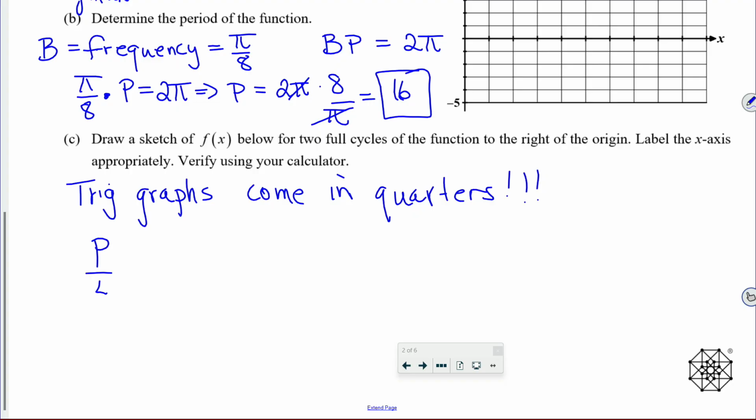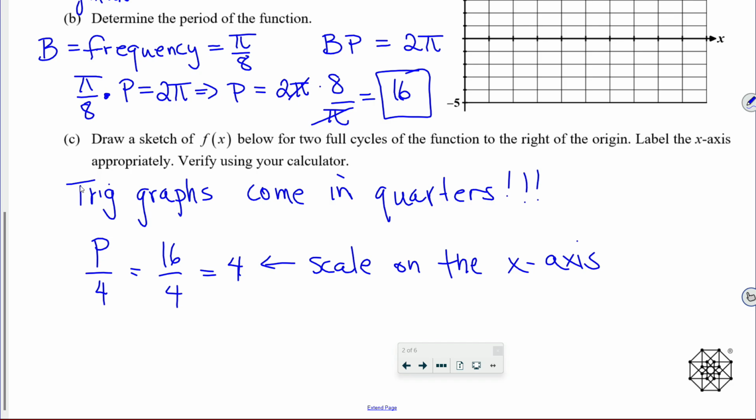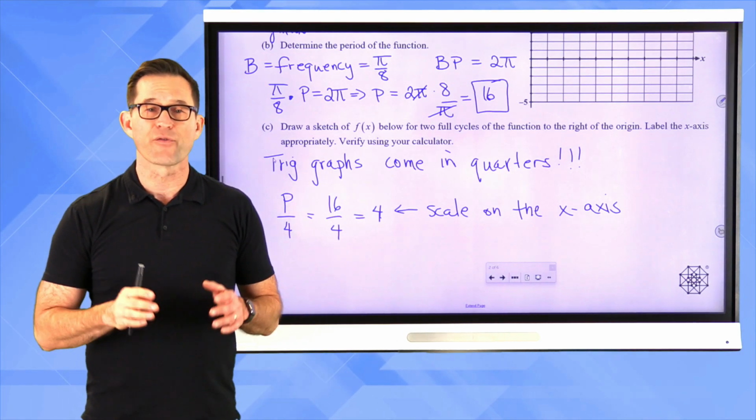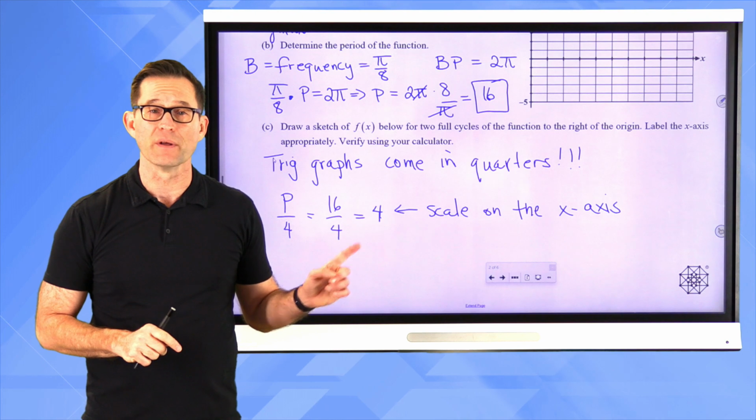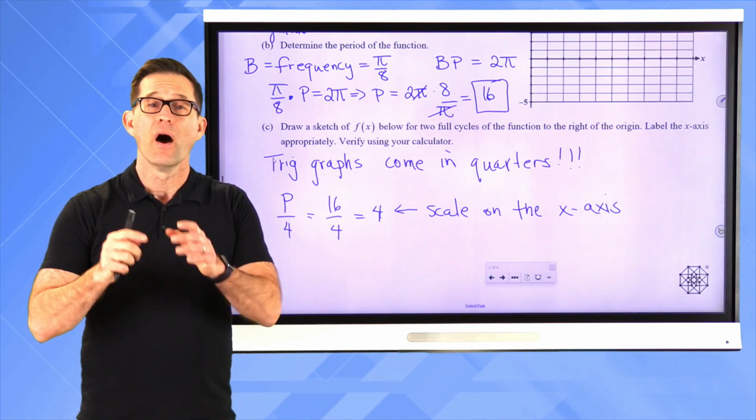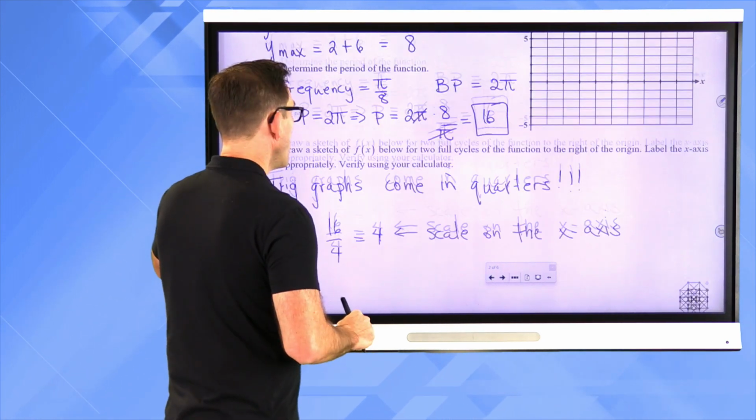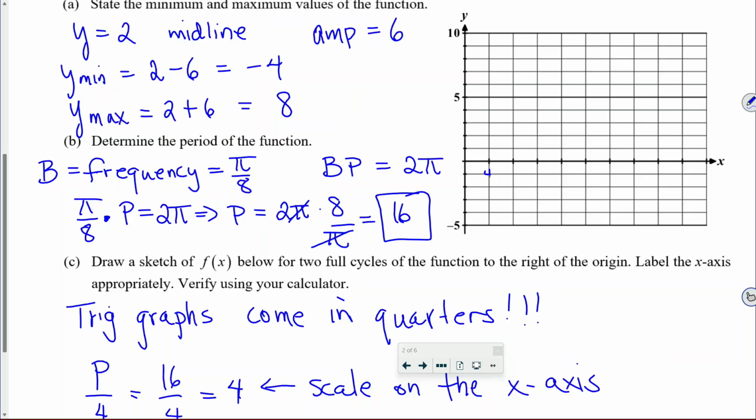And I divide it by 4. That's 16 divided by 4, and that's 4. All right, this is going to be my scale on the x-axis. Every unit on the x-axis for me is going to represent 4 units. It's always going to be representative of a fourth of a period. In other words, I'm going to go 4, 8, 12, 16, 20, 24, 28, 32.